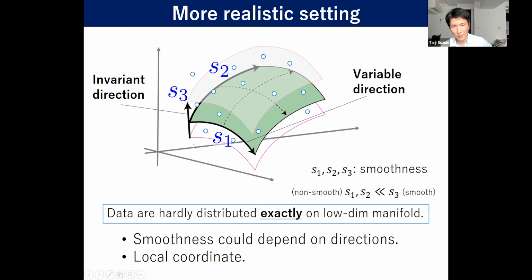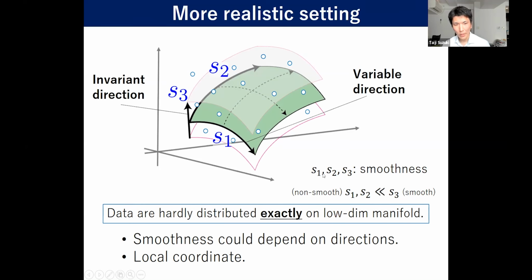In the mathematical sense, the true function has smoothness s1, s2, and s3 in each direction. The smoothness has this kind of relation: s1 and s2 are much smaller than s3. The smoothness in the third coordinate is very large, so it is almost constant. A constant function is very smooth, because its derivative is always zero. Such a constant function is very smooth, so s3 should be very large.